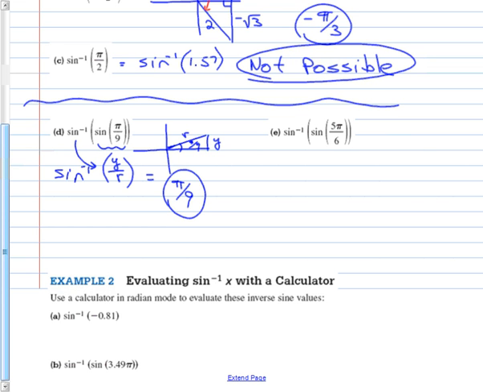What color is a white house? Can I ask you that question? White. What is the inverse sine of the sine of pi over 9? Pi over 9.